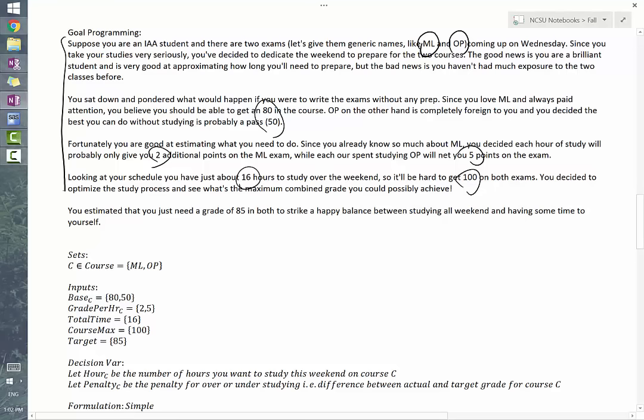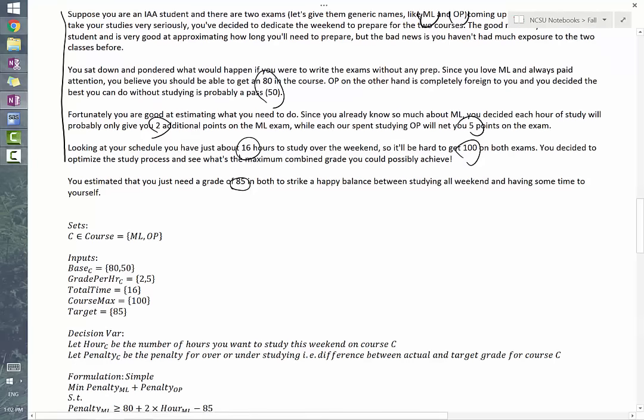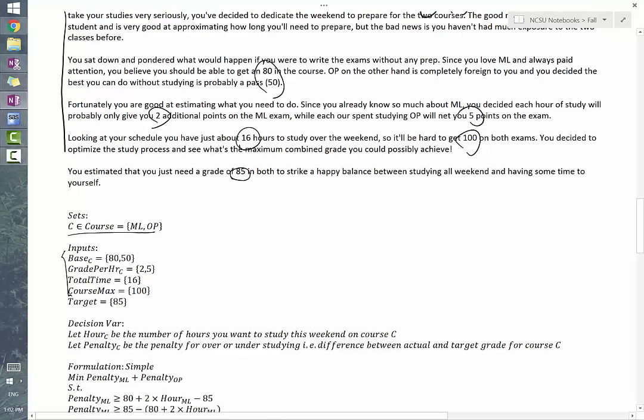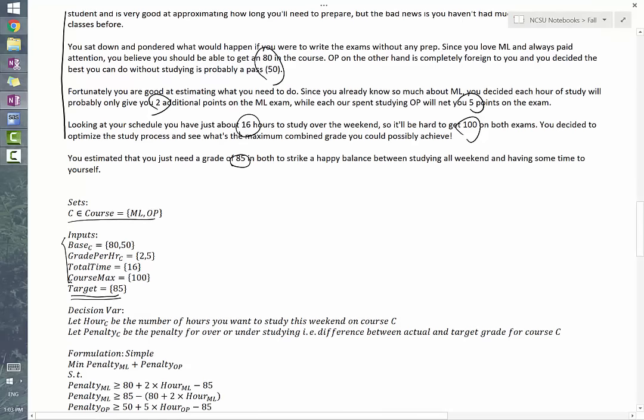And here's the key. You estimated that you need a grade of 85 in both to strike a happy balance between studying all weekend and having some time to yourself. You probably don't need linear programming for this. You can just calculate this out using really basic mathematics, since the two don't interact too much. But we can use this to demonstrate how you will use goal programming. So as usual, we set up our sets, which does not change at all. Our inputs do not change at all, except we're adding a new value called the target, which is equal to 85.